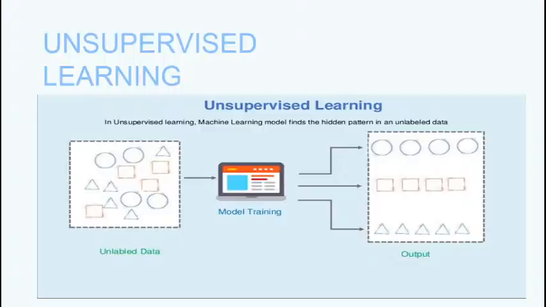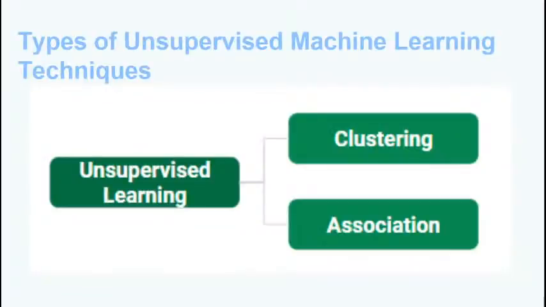The model will evaluate that data set and divide it into different clusters. So one is circle, another one is triangle, another one is rectangle. Based on their attributes, like circle has some attributes and triangle has some attributes, it divides the data into clusters. That is called unsupervised learning. In unsupervised learning we have two types: one is clustering and the other is association.